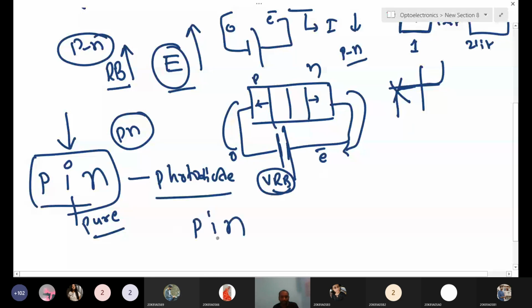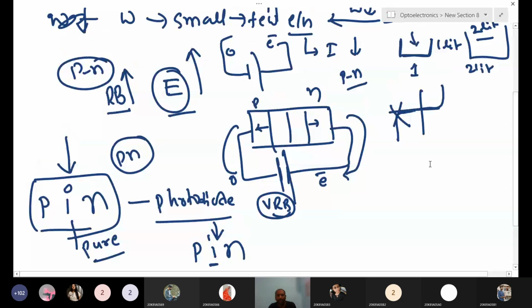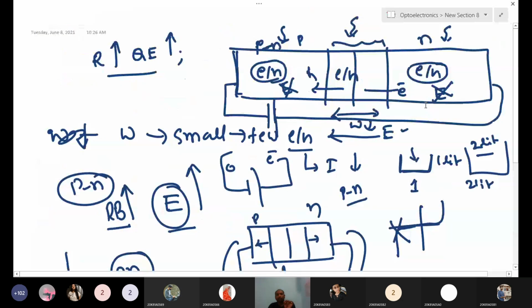We have just inserted an I layer in between the P and N layers. Once you insert the I layer, what will happen? We will see that in the PIN photodiode. So why are we going to the PIN photodiode? You got it, right? Why?